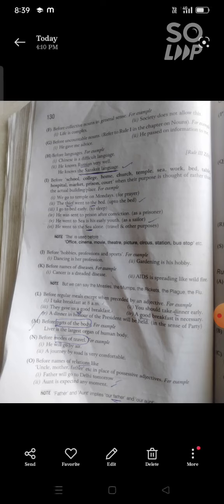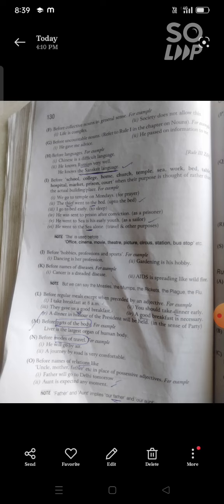For example, I take breakfast at 8 a.m. Before breakfast there is no adjective, so the article isn't used. And you should take dinner early. Before dinner there is no adjective, so we didn't use any article. And they gave us a good breakfast. Here, before breakfast, good is there. Good is an adjective, so before the adjective, definitely we use the article.